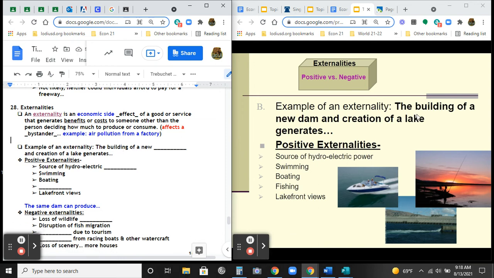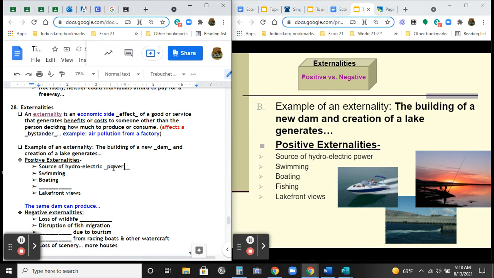What are some examples of an externality? Think of a new dam, and that wasn't cursing there. I'm talking about a dam that blocks water. It creates a lake, but the intent is not to create a lake. The intent is to create hydroelectric power. The water flowing through the dam is renewable, and you get some positive effects. You get this hydroelectric power source, and that might not have been the original intent.